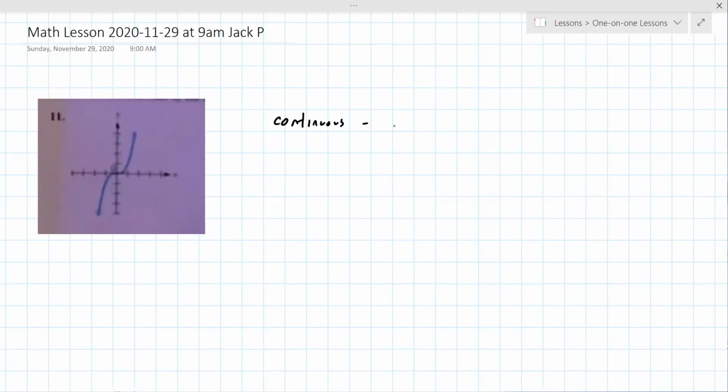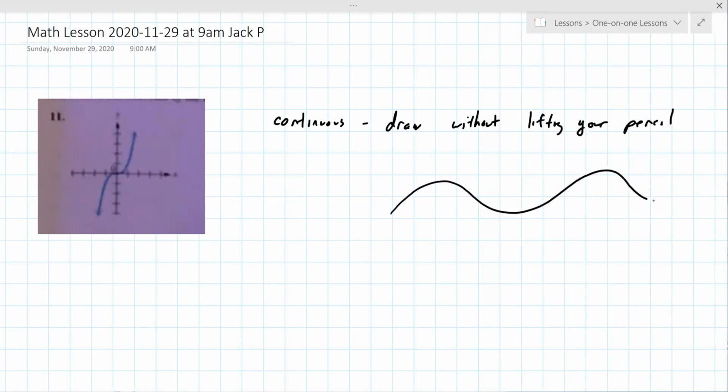Some people say it's like being able to draw without lifting your pencil. So imagine you just draw something like that. That's continuous. Okay. There is a calculus definition, which we're not going to get into because you're not in calculus. But like most of math, you're looking for exceptions, and there's really 2 exceptions that you're looking for. The first is a hole.